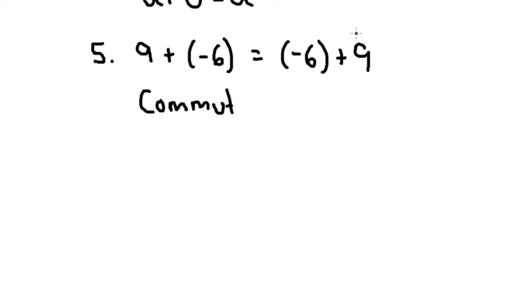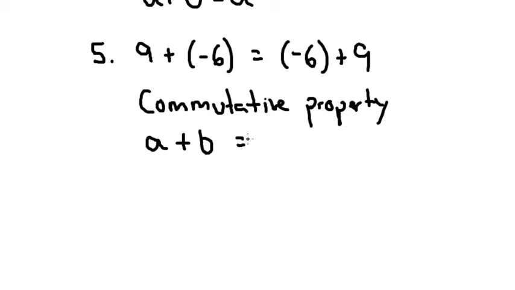So they're in the different order on the other side. So commutative property is number 5, and that one is represented by a plus b is equal to b plus a. So when you just switch their orders, that is the commutative property.